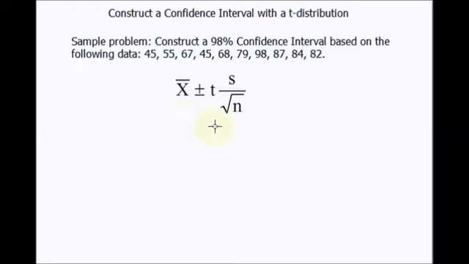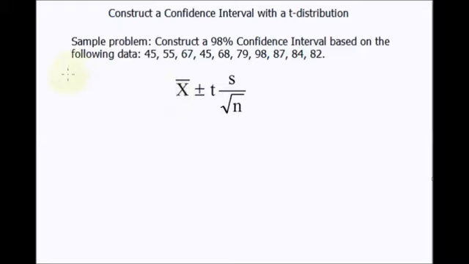We're being asked to construct a 98% confidence interval based on a set of data. This is the formula we're going to use. It's x bar plus or minus the t-score, and I'll show you how to find that in a moment, multiplied by s, that's the standard deviation of a sample, divided by the square root of n. N is the number of items in our sample.